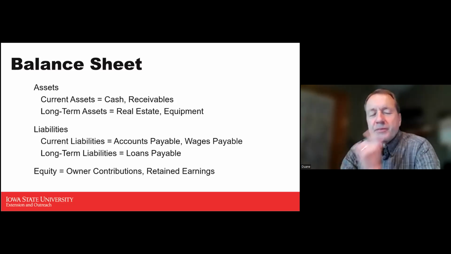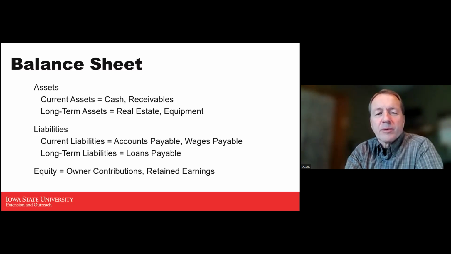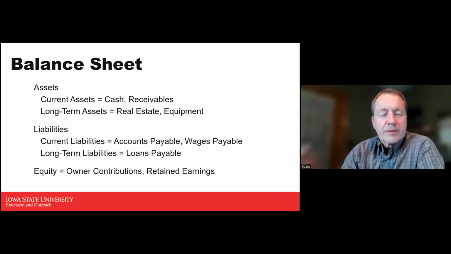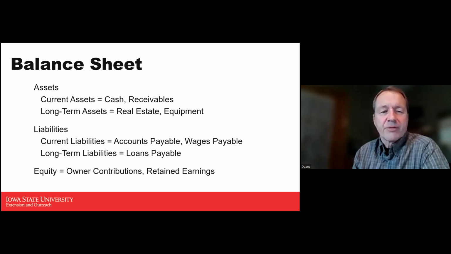Liabilities then, same categories: current liabilities, long-term liabilities. Current liabilities: accounts payable, wages payable, things that we're going to have to pay out within 30 days. Accounts payable basically being what we owe to our vendors, our suppliers. Long-term liabilities, the best example there would just be loans payable. And then equity. Of course, we're greatly simplifying, but these are the most common types of amounts you'll see in the balance sheet.